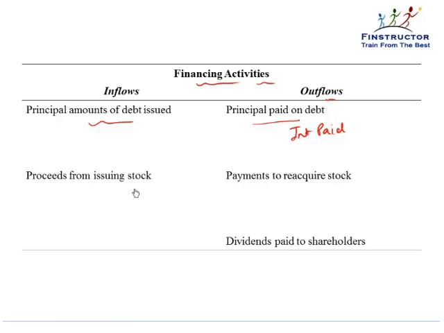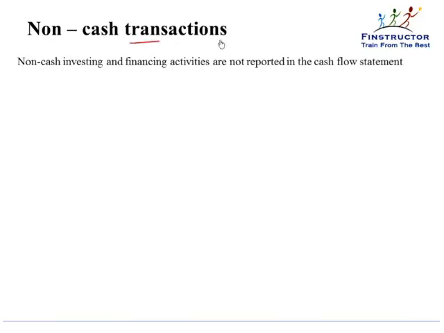If I issue equity, similarly, any proceeds from issuing stock will be a cash inflow. Any retirement of stock or reacquisition of stock will be a cash outflow from financing activities. Dividends paid are also a cash outflow from financing. It is similar to returning the equity or retiring the equity. Non-cash transactions are generally investing and financing activities that do not entail a cash inflow or a cash outflow, and hence are not reported in the cash flow statement.